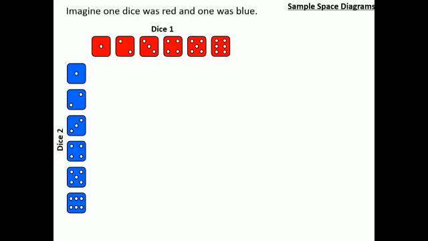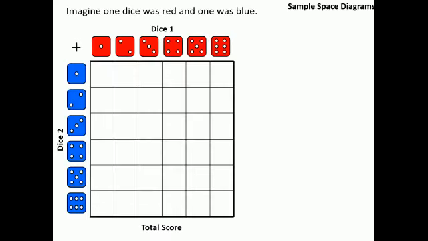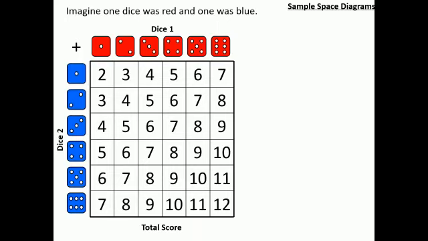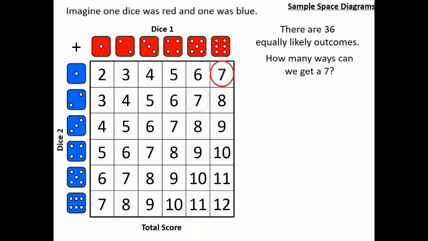Imagine one dice was red and one was blue. Red and blue, 2 dice, and we have to complete. You can see here the plus on the top, that means adding and writing the numbers 2, 3, 4, 5, 6, 7. When you complete, you will get up to 12, and here also 36 outcomes are there. So there are 36 equally likely outcomes. How many 7s? Just as we finished, 7, 6 by 36.